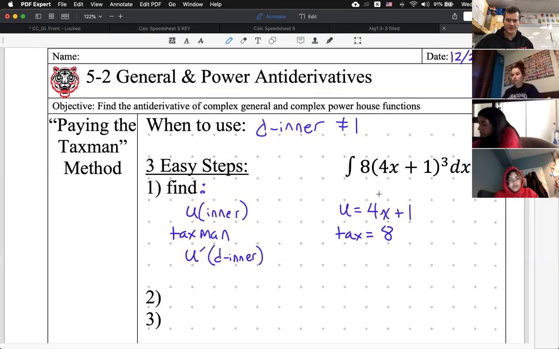And then we need to find the derivative of Andrea's 4x plus 1. We'll leave that up to Teflon. So U prime here, Teflon, is equal to 4. Perfect. All right, so we have all of those pieces.